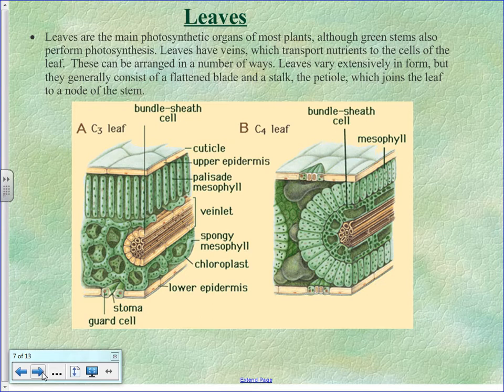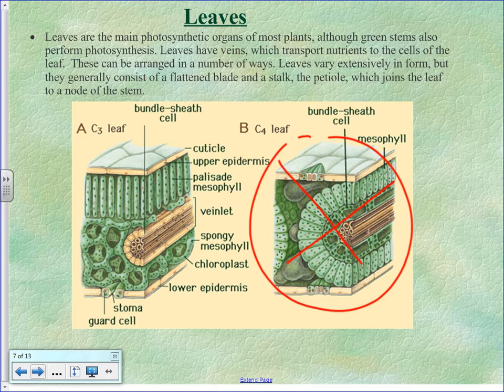All right, the leaves. Here's another version of that same diagram that you saw the other day. We're not going to worry too much about the C4 diagram, so you don't need to worry about that as much. We'll talk about it, but you're never going to be asked to label a C4 or a CAM plant. C3 plants are the ones we're going to deal with the most. Specialized cells. You got your palisade layer. Palisade layer is where what happens?